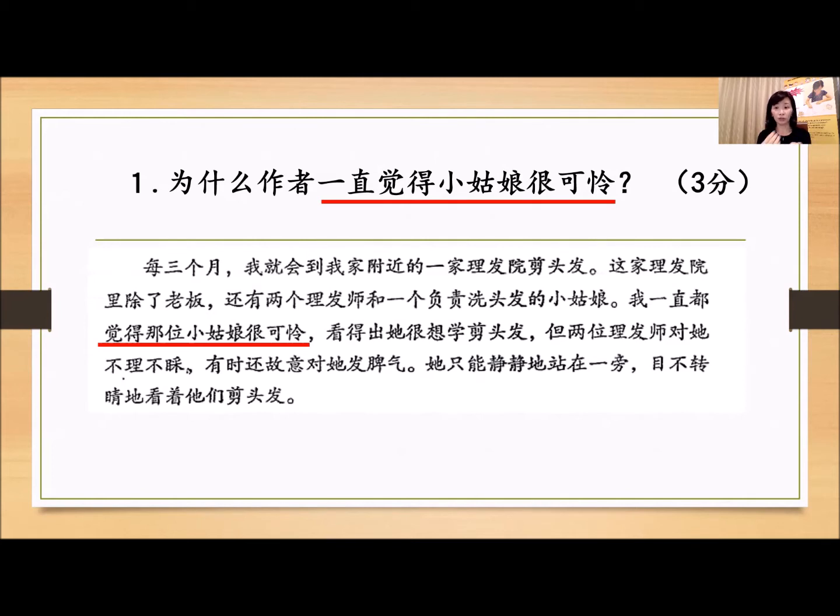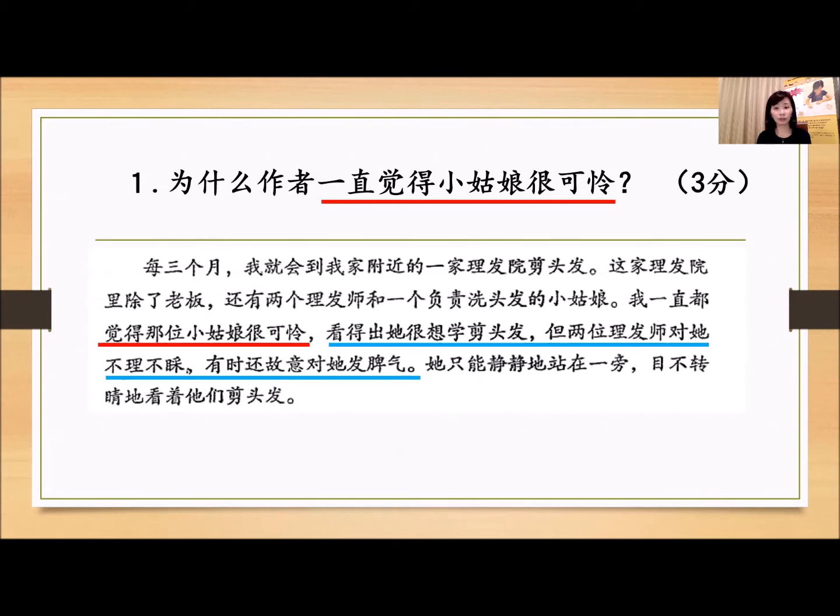So let's continue. 我一直都觉得那位小姑娘很可怜，看得出她很想学剪头发，但2位理发师对她不理不睬。有时还故意对他发脾气。Yes, the other 2 hairdressers are not very friendly towards her. I think this is why she's pitiful, so this can be the answer. A lot of students will stop here. I want to advise students, please look at the sentence behind it too. As long as they belong to the same paragraph, try to look at them and ask yourself whether they are necessary or not. So maybe you will have to continue reading.